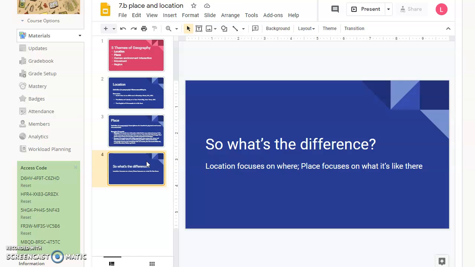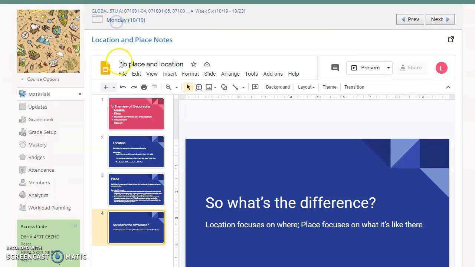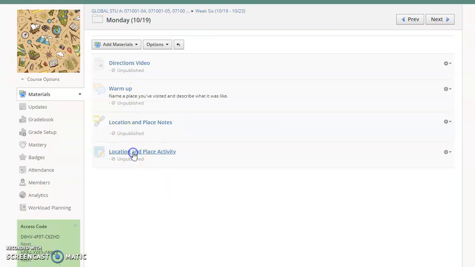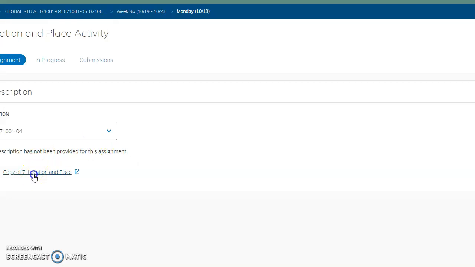Location focuses on where, place focuses on what it is actually like there. When you're done and feeling comfortable with that, you go on to the location and place activity.